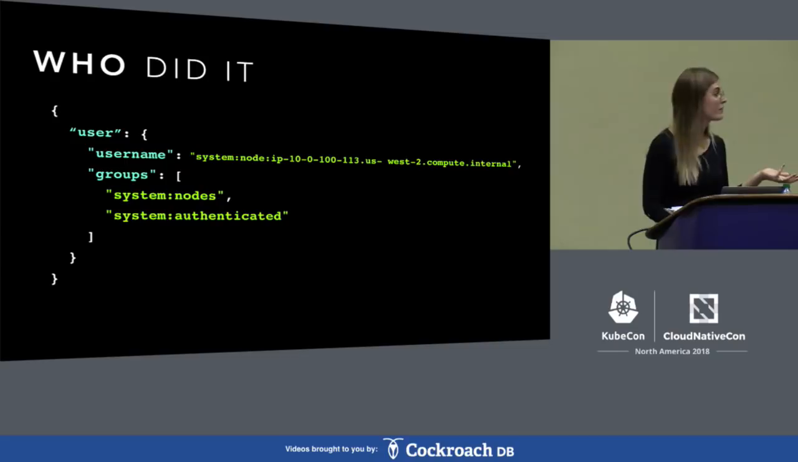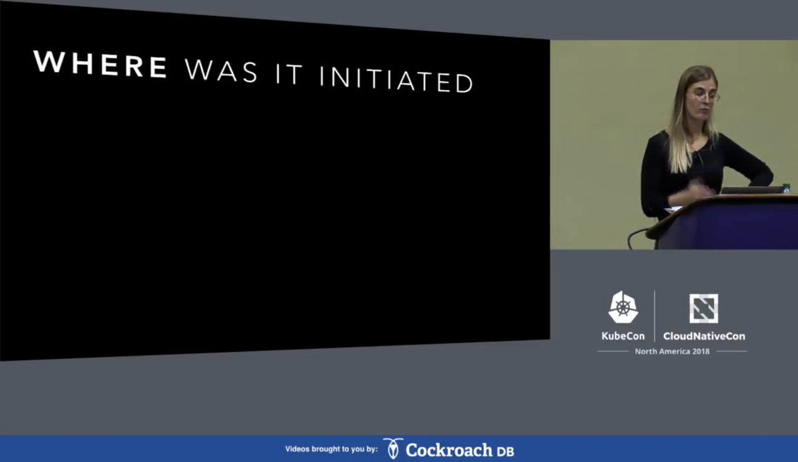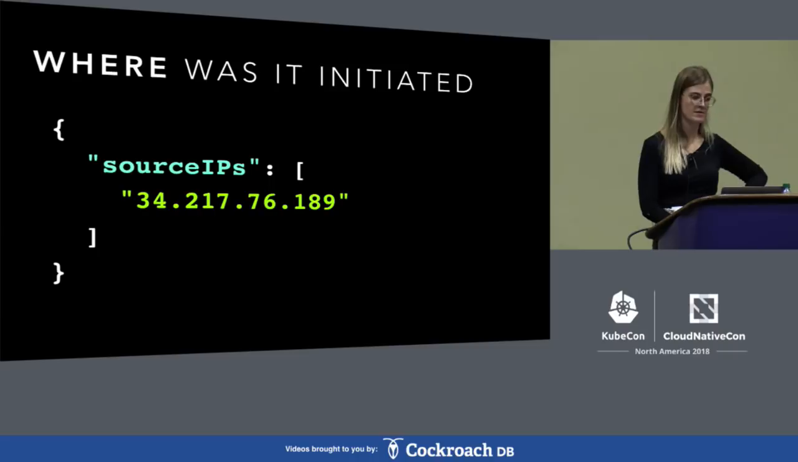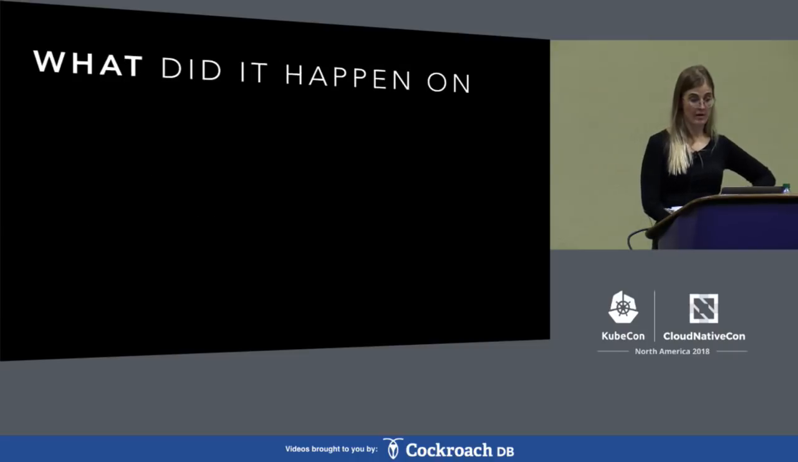So we can see here that this is a system user, it's a node, and it's a member of a couple of groups. Again, we can find out a little bit more about who did it by knowing where it was initiated, and this is just an array of source IPs. And what did it happen on? So right now we know we're looking at a system node event. It's a get. It happened like 3 weeks ago whenever I made that slide.